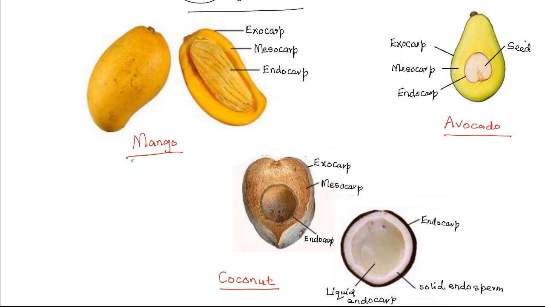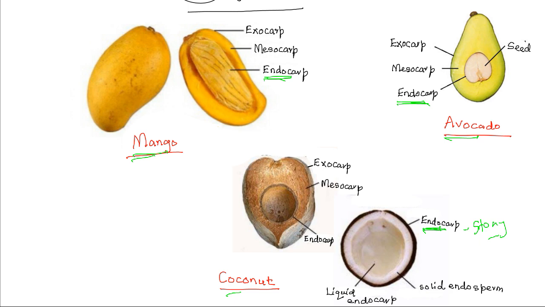In the mango, it's another example of drupe. Avocado is another example, and the coconut. So the endocarp of drupes are hard, and this is especially so in the coconut, where the endocarp is stony. Even in the mango, the endocarp is hard, and in the avocado is hard, though not as hard as in the coconut.